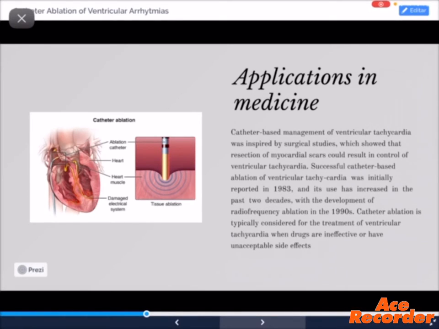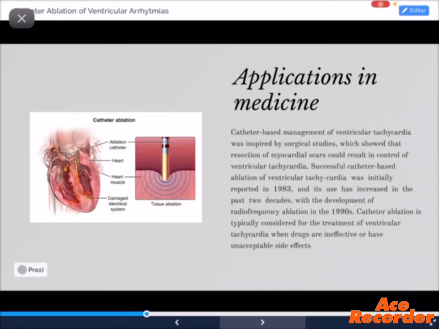This was inspired by theoretical studies which showed that resection of the myocardial scars could result in control of the ventricular tachycardia. Successful catheter-based ablation of ventricular tachycardia was initially reported in 1983, and its use has increased in the past 2 decades with development of radiofrequency ablation in the 90s.